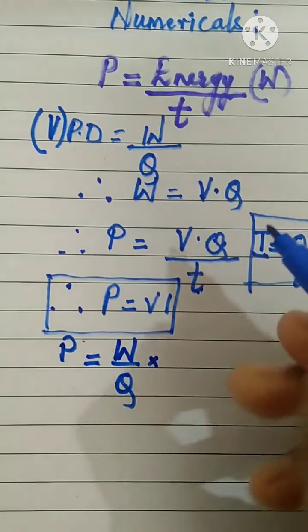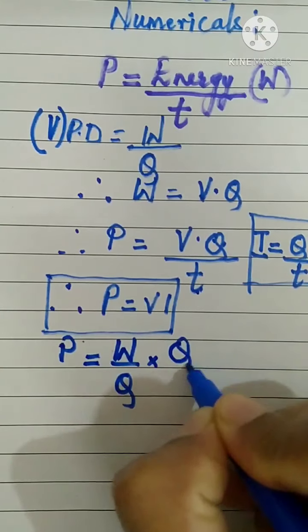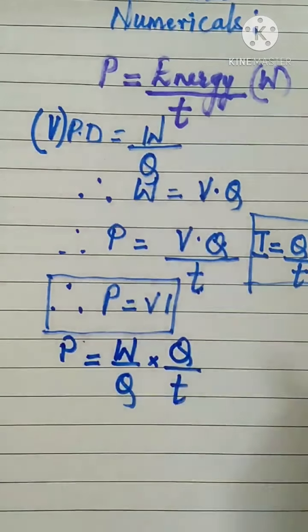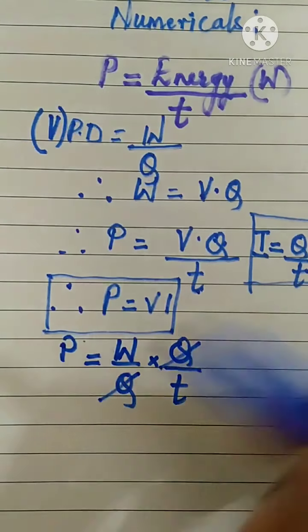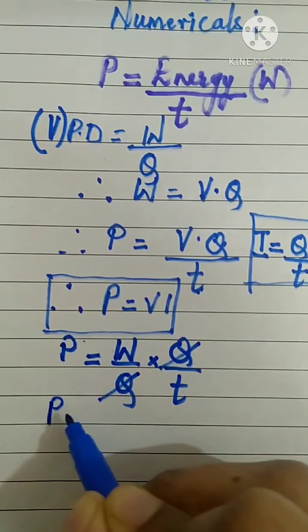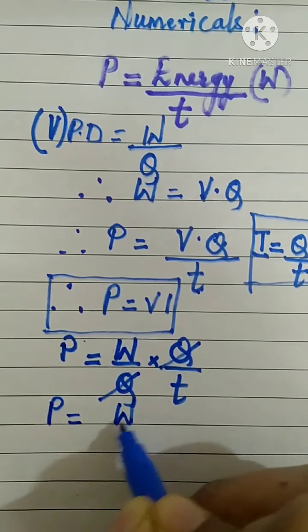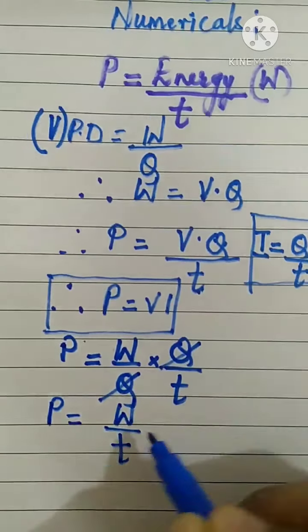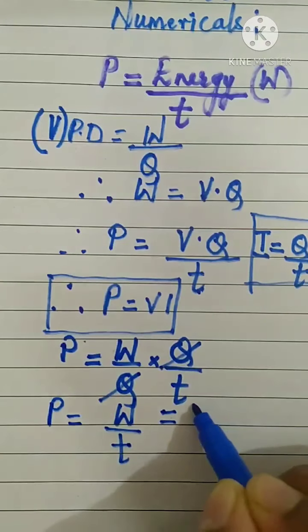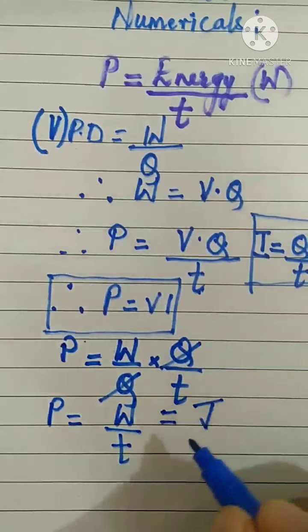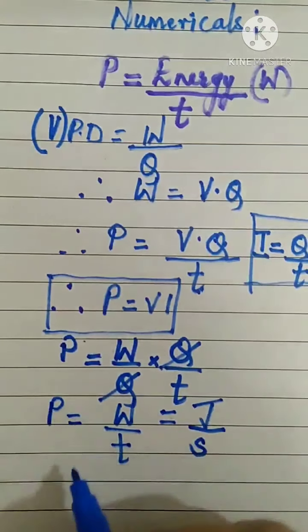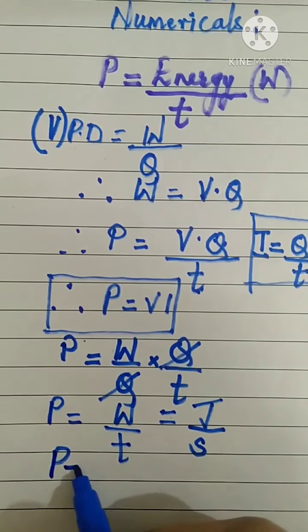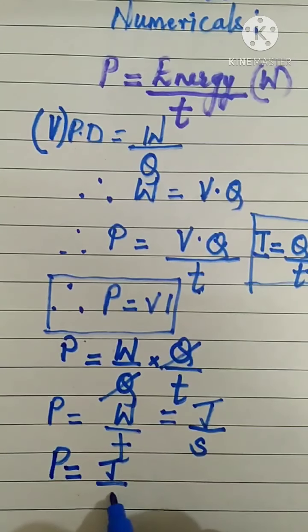See, just here I have written I. Current is nothing but charge upon T. Is it clear? Now Q and Q will get cancelled. What are you getting? Power is equal to W upon T. W is work. The unit of work is joules. The unit of time is seconds. So what is the unit of power? The unit of power is joules per second.